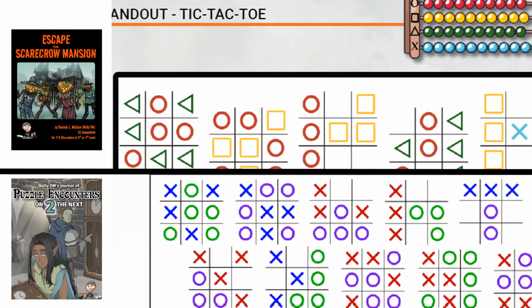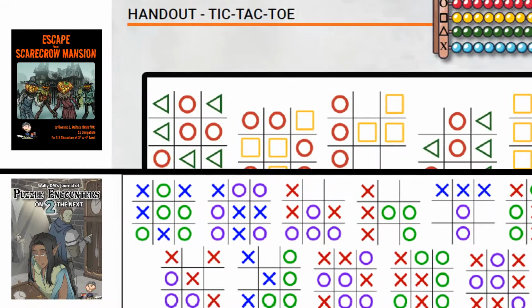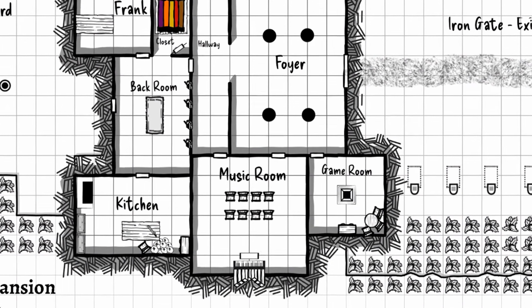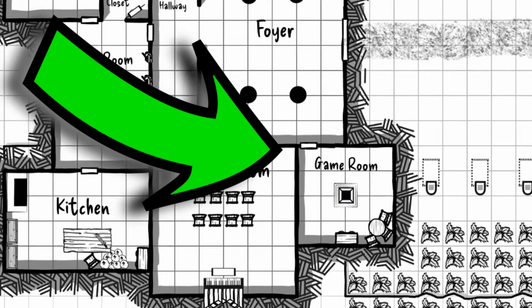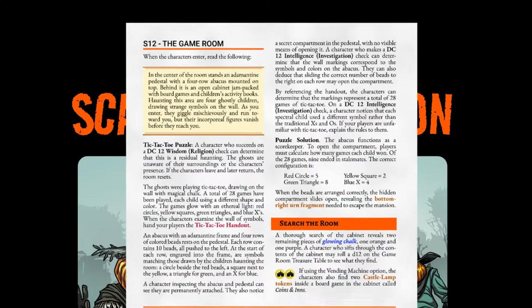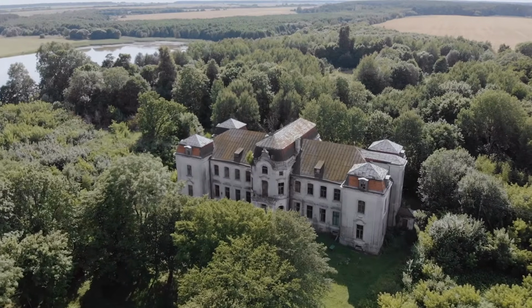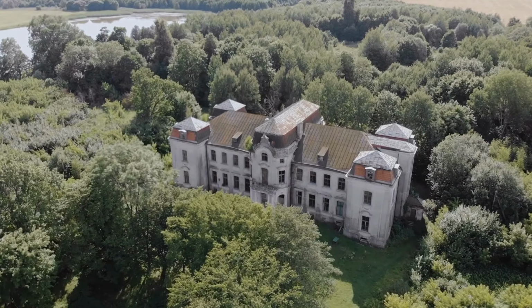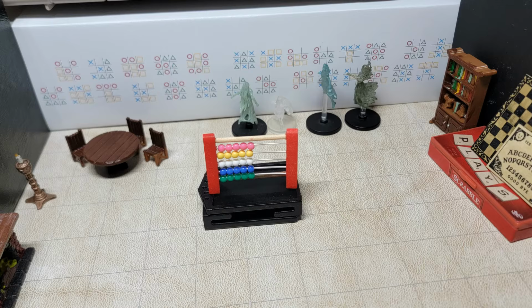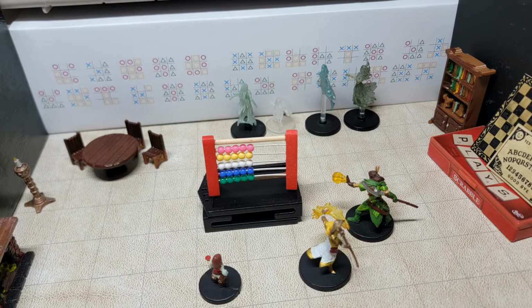Now let's get to our puzzle and see what the deal is with these X's and O's and who is keeping score. So if you're playing the Scarecrow Mansion adventure module, this puzzle can be found in the game room in area S12. However, if you're not playing that adventure, you could easily put this puzzle in some type of dungeon, a castle, a mansion, or in some other type of urban environment. When our characters enter this room, we can read them the following.